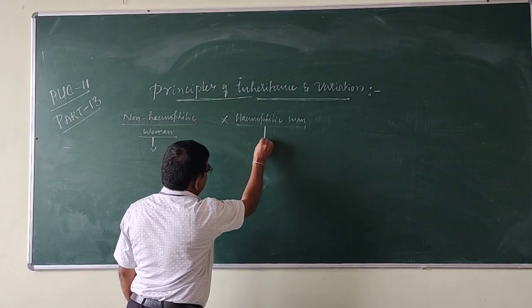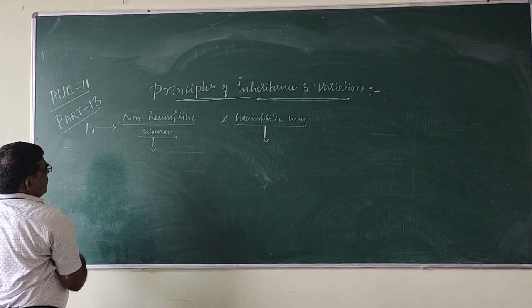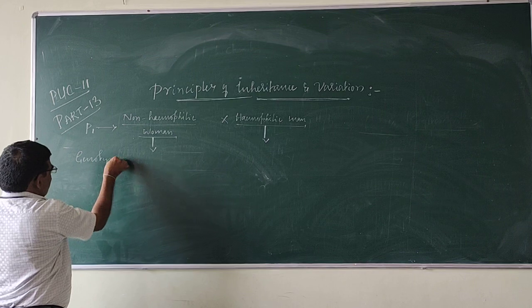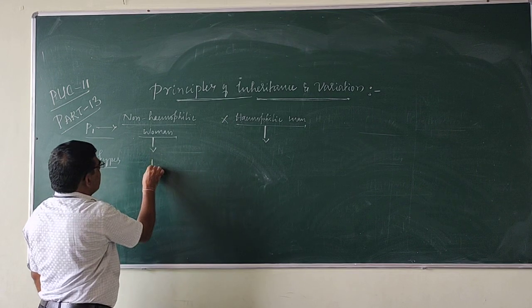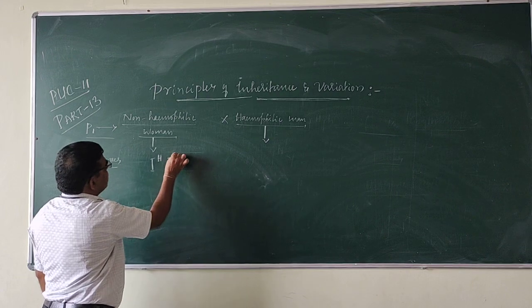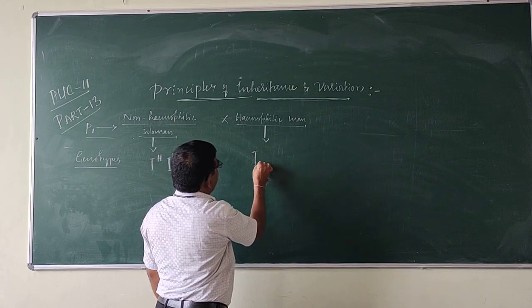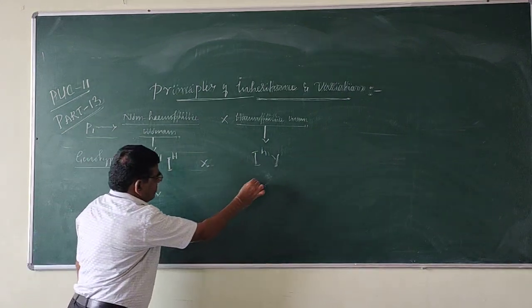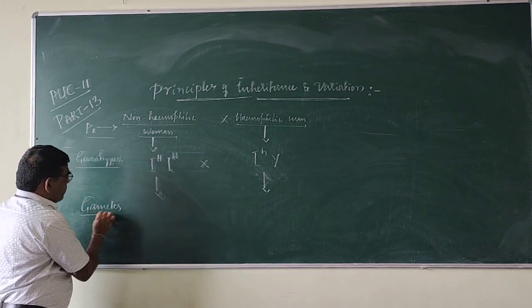Then phenotypes, and genotypes. Non-hemophilic woman X^H X^H, hemophilic man. Gametes.